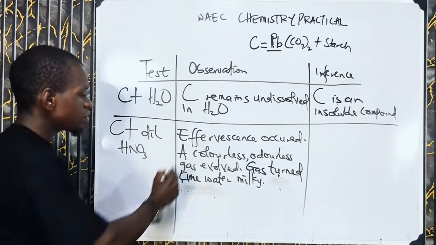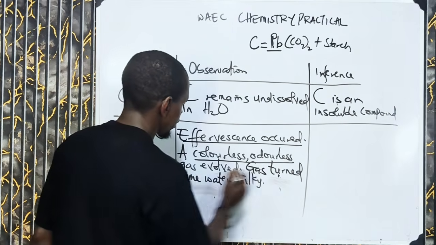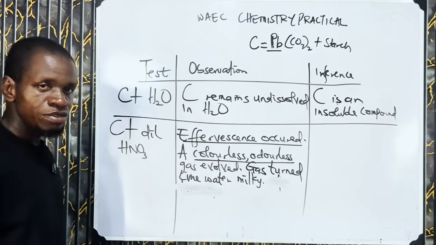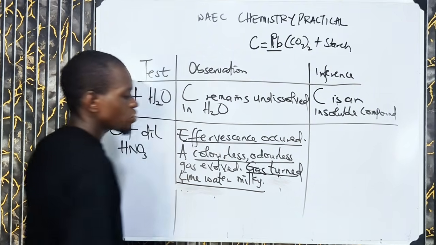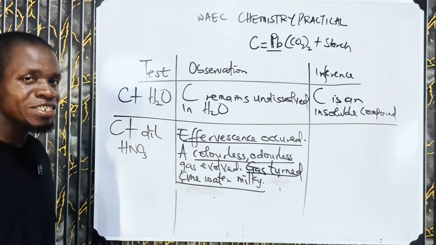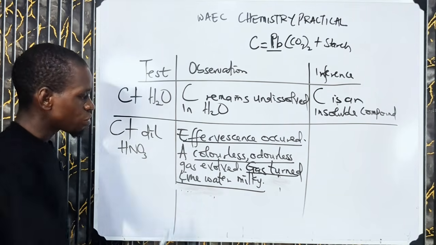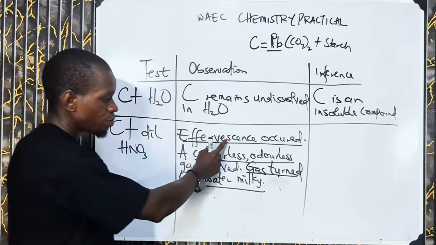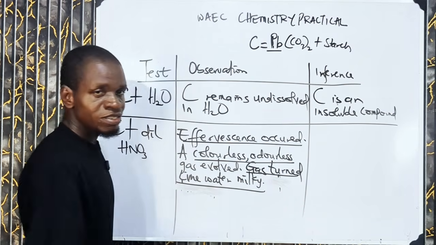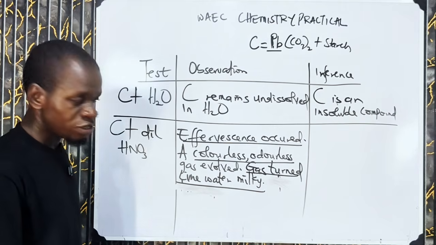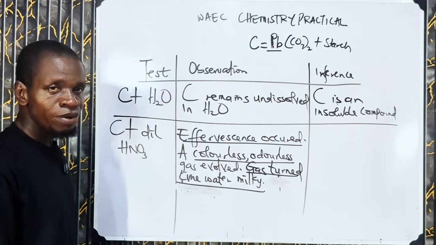Now, this effervescence that you wrote here is 1 mark. A colorless, odorless gas is another mark. And this, to confirm what the gas is, is also another mark. So you are expected not to just write effervescence. Include other points, because if they are going to rate you, this is 1 mark, the colorless gas is another mark, and gas turned lime water milky, to confirm the kind of gas it is, is another mark. So this is automatically 3 marks if they're going to talk about the gas.